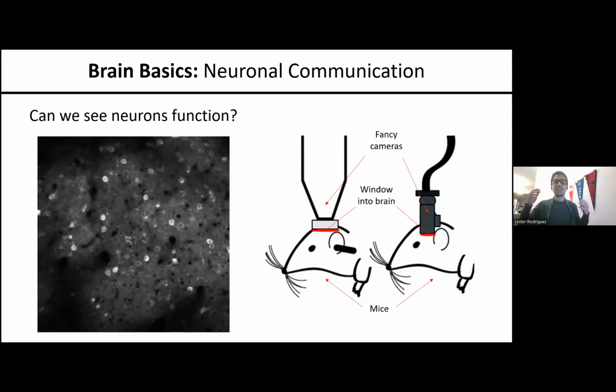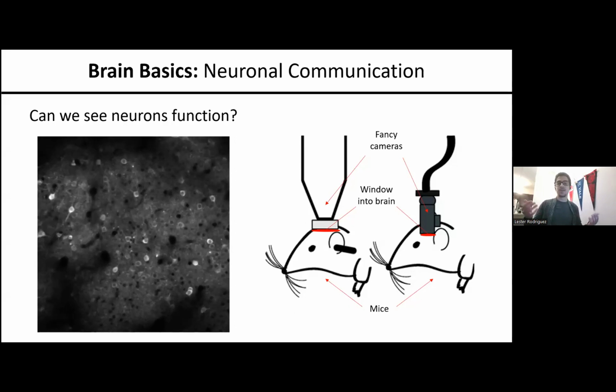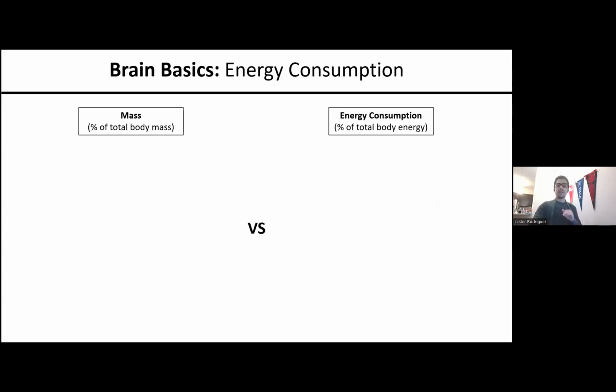So we could not use this approach to study humans because whenever we work with humans, we have to make sure that we're not doing anything that's too invasive, because we have to make sure that things are safe and that we ensure the health of our participants in our studies. So we could not use this approach to study the brain of humans. That means we have to find other ways of looking at brain function.